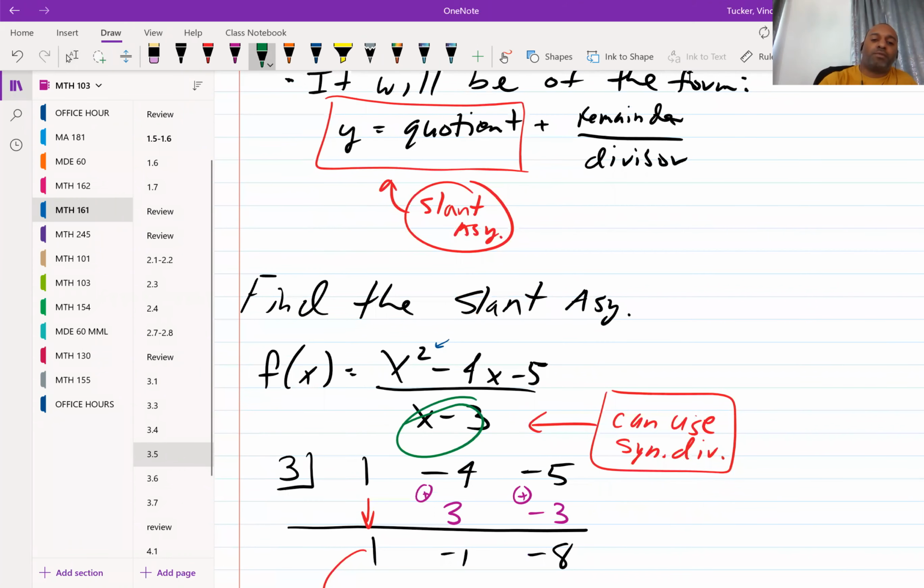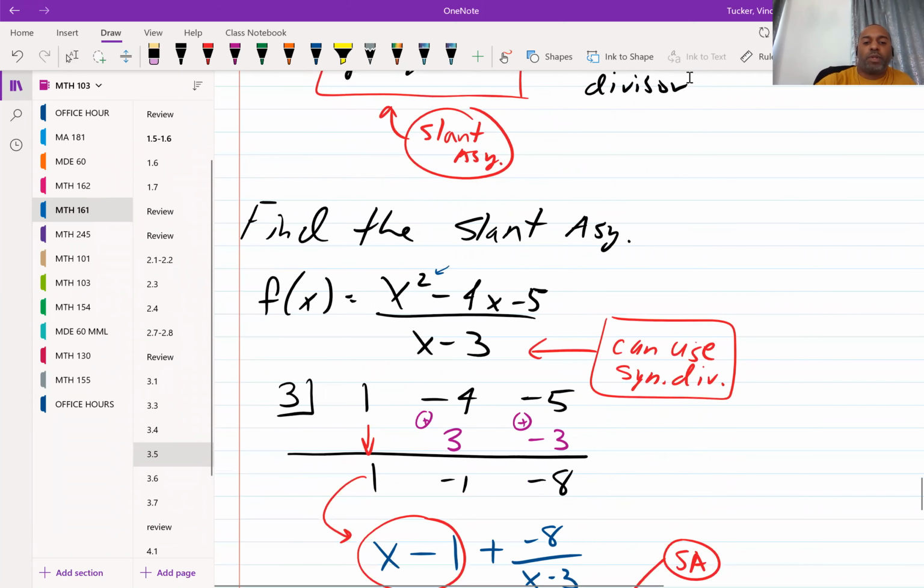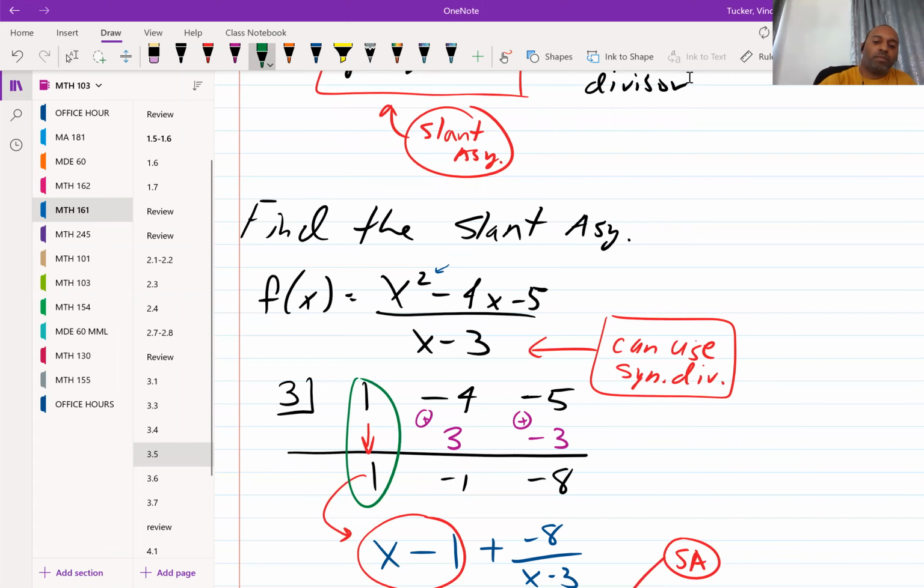If it's minus 3, that means this needs to be positive 3. Set up your coefficients according to what you have here: 1, -4, and -5. So bring down your 1. 3 times 1 is 3. Add those together, you get -1. 3 times -1 is -3. Add them together, we get -8, and that's our remainder.